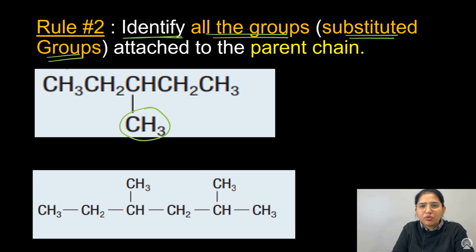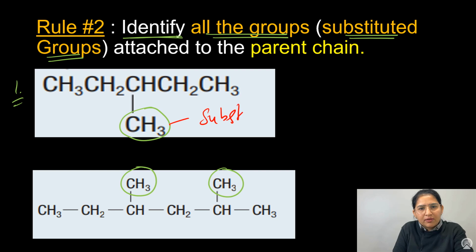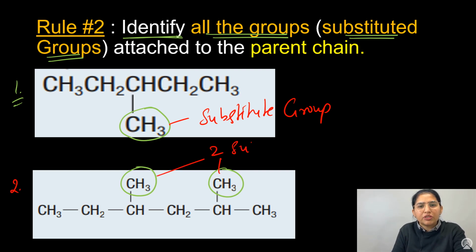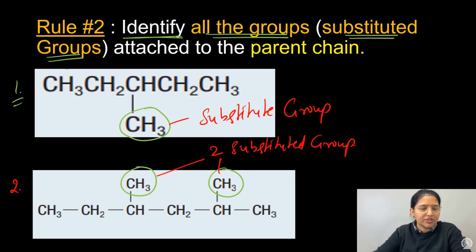So we are supposed to first identify such groups that are present in a chain. Like in the first compound, we can see we have only one substituted group. Yes, this is our substituted group here, which comes in the place of hydrogen. Similarly, in the second example, you can see you have in total 2 substituted groups. How to write its name, we will discuss after checking the next rule.